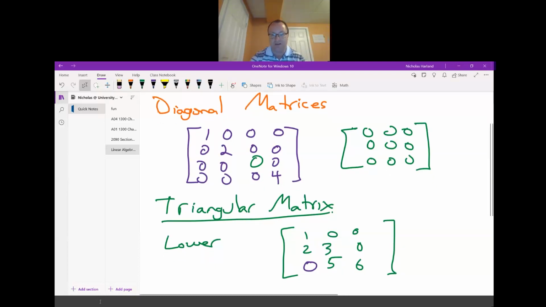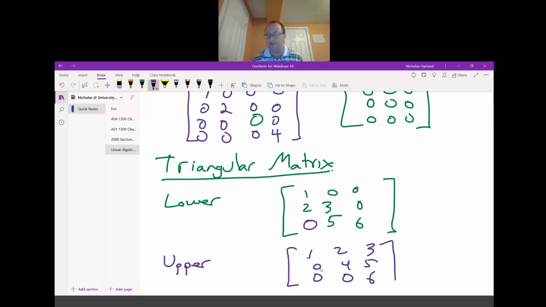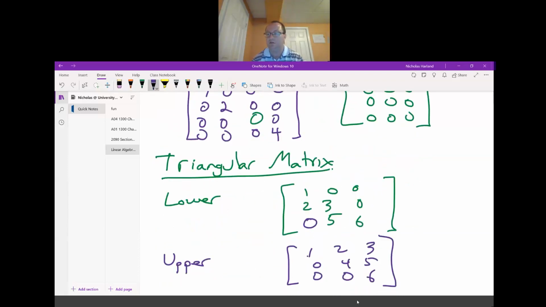And also an example of an upper triangular matrix, where the exact opposite holds: all the non-zero entries occur on or above the main diagonal, and everything below the main diagonal would have to be 0. So this is what a triangular matrix is.